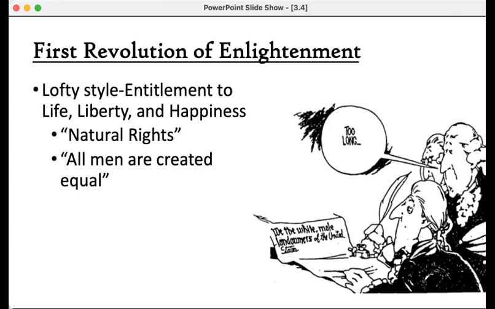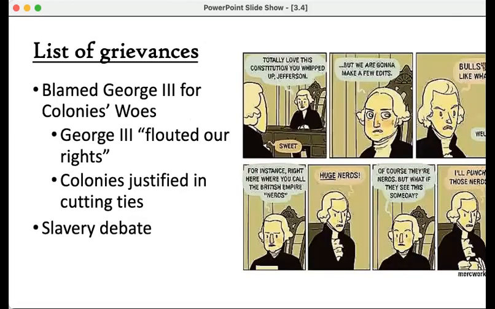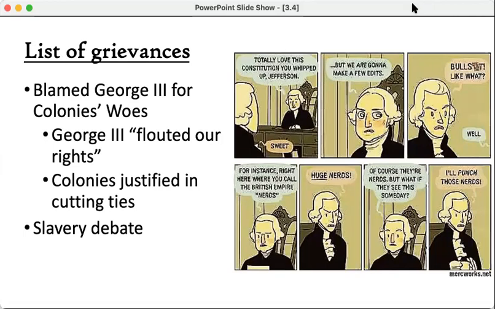Can you see how directly Jefferson is lifting these Enlightenment ideas, right? It's John Locke's words right there. Life, liberty, and the pursuit of happiness, that there are natural rights, that governments only govern with the consent of the governed. And then after this lofty introduction, he writes a list of complaints.